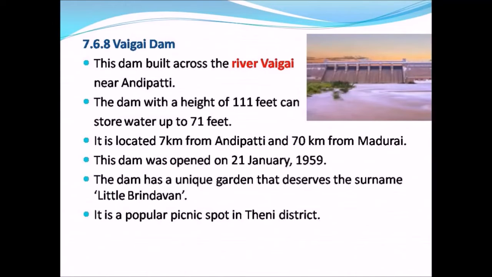Vaigai Dam. Vaigai Dam is built across the river Vaigai near the place called Andipatti. Vaigai Dam is located 7 km from Andipatti and about 70 km from Madurai. The dam was opened on 21st January 1959. The height of the dam is about 111 feet and it can store water up to 71 feet. The dam has a garden that deserves the name Little Brindavan. That is, the garden is also called Little Brindavan. It is a popular picnic spot in Theni district.